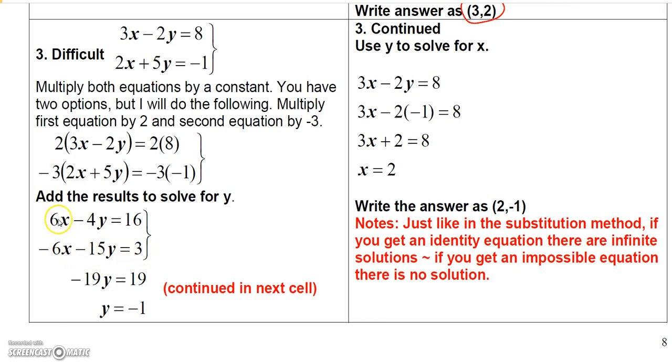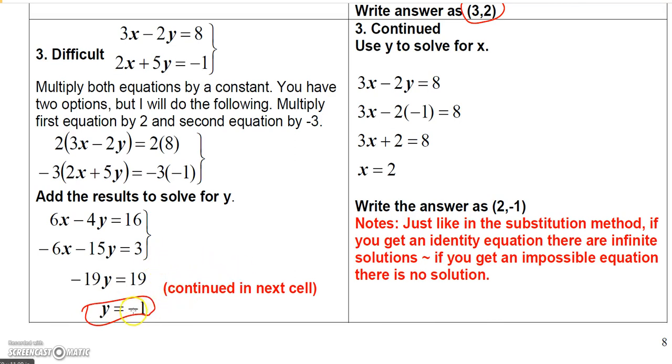And then if I add the results together, 6x plus negative 6x cancels, and then negative 4y plus negative 15y gives me negative 19y, and then 16 plus 3 gives me 19, and then divide both sides by negative 19, and I get y equals negative 1.